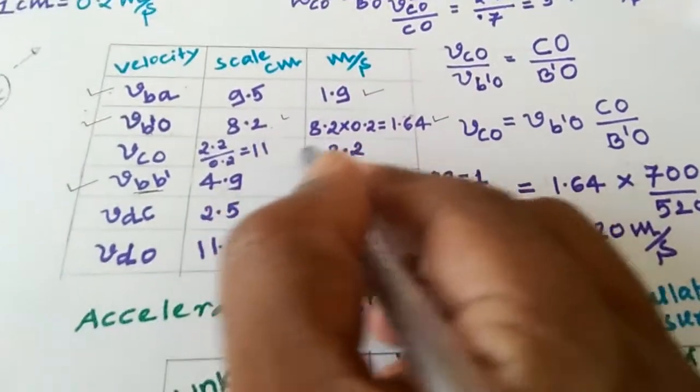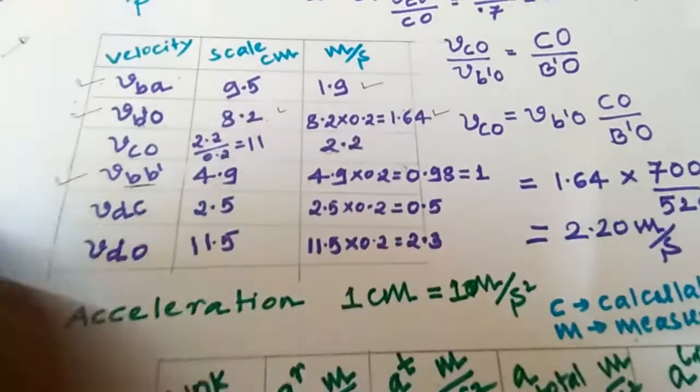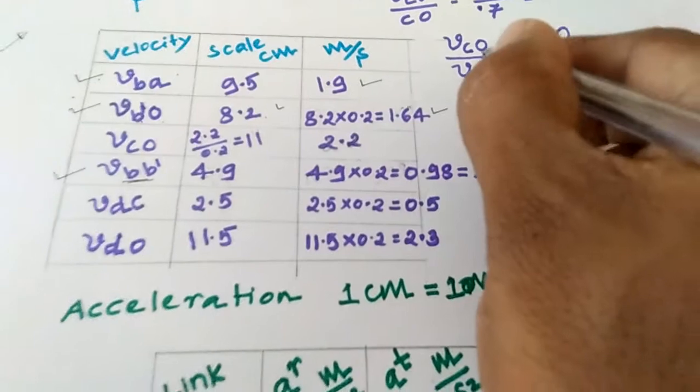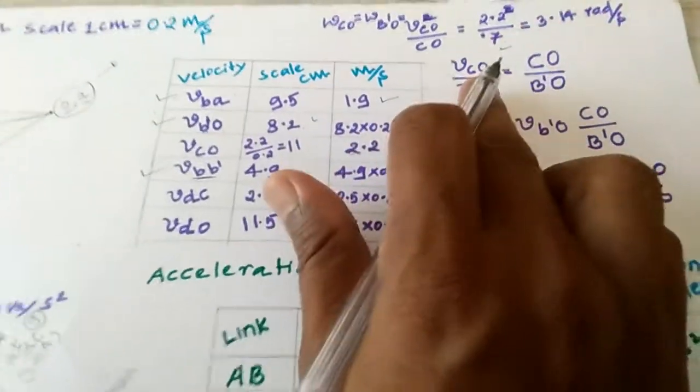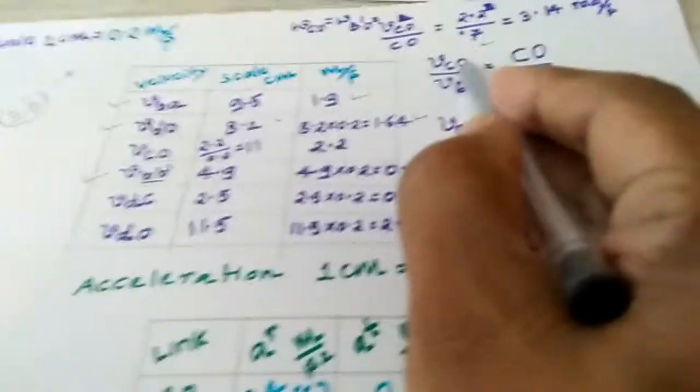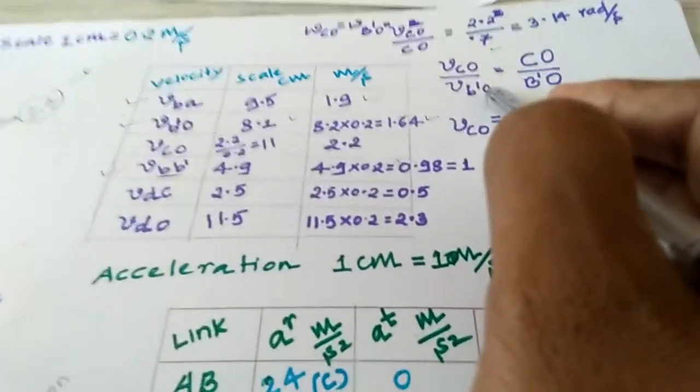Using these two, you have to find the point C. How to find the point C? You have to use the ratio method. With the ratio method, I will find the velocity of C with respect to O. That is related to the velocity of B dash with respect to O.